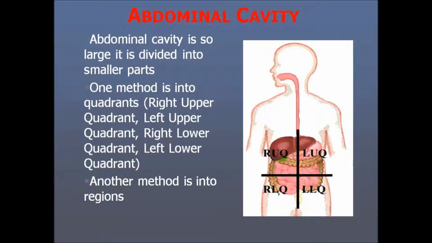And also, the abdominal cavity is so large that it is divided into smaller parts. One method is into quadrants. We have the right upper, the left upper, the right lower, and the left lower quadrants. And another method is into regions.